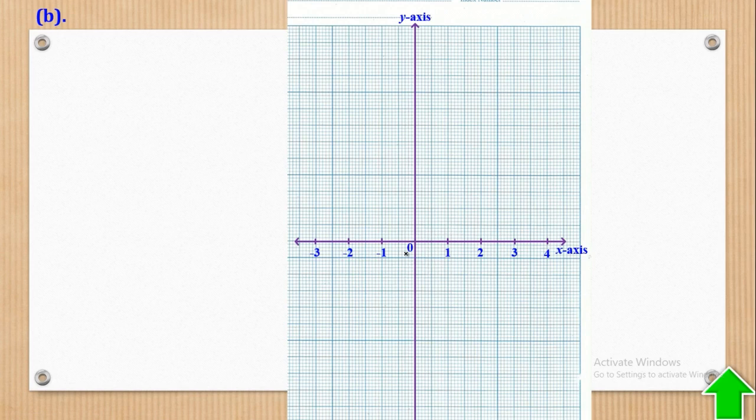Then you shall do the same for the y axis, but for the y axis they told us that 2 centimeters represent 2 units. That's why here you can see that 2 centimeters represent 2 units and the scale is uniform throughout.